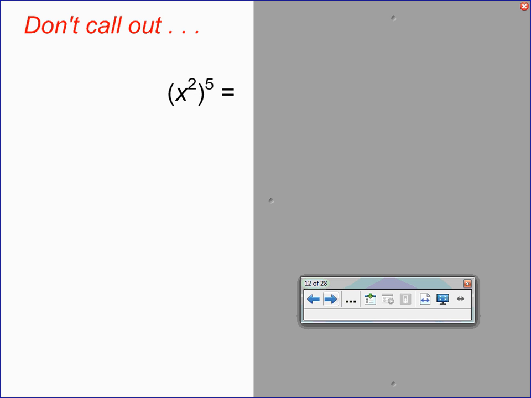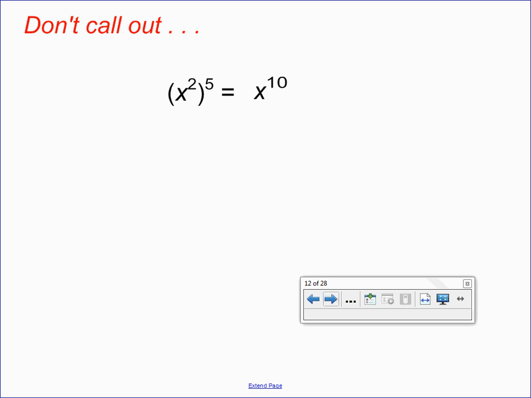Ooh, next one. Get ready. Don't call out. Number 18. Who's number 18? Annika. Number 3. X to the 10th, survey says. You are correct. So when we take a power and we raise it to a power, what's the shortcut operation with exponents? Multiply. That's going to come back.